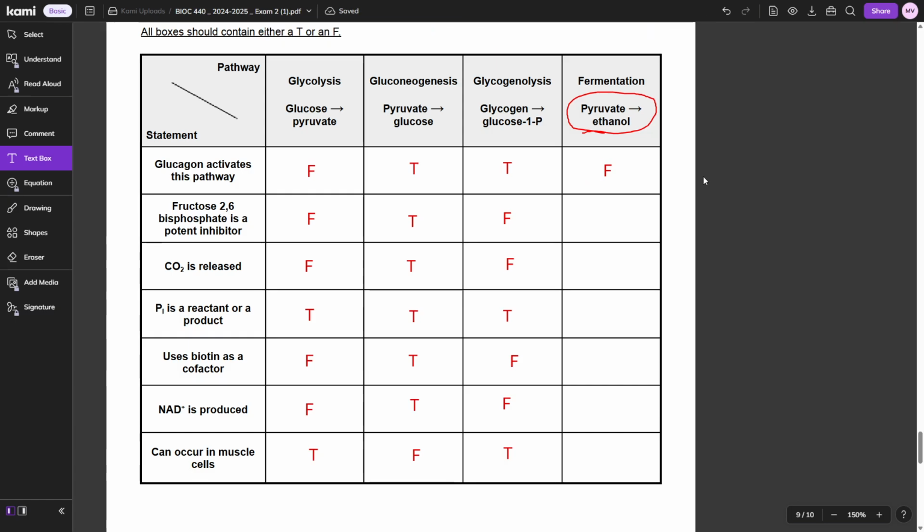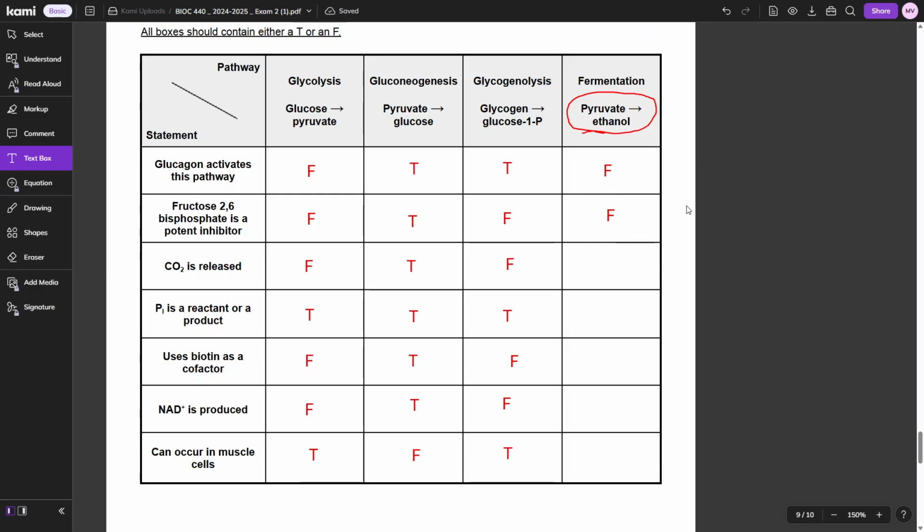Fructose 2,6-bisphosphate is a potent inhibitor. Same logic as glucagon. In this case, fructose 2,6-bisphosphate has no effect on ethanol fermentation, going from pyruvate to ethanol. Even if it did, because we're going in the forward direction, it'd probably be activating. Does that make sense? Even if you don't have the knowledge of whether or not it actually affects it, you can kind of intuit your way through that. So false.